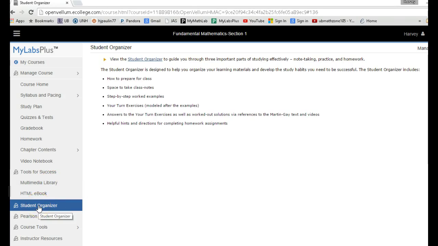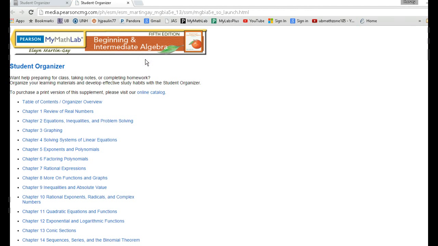But I'd like to look at Student Organizer. So when I clicked on Student Organizer, this is what we got. And it's going to have these types of things. Remember, you can always pause the tape or go back if you want to look at something in more detail. So let's click on Student Organizer. And basically it looks like this.